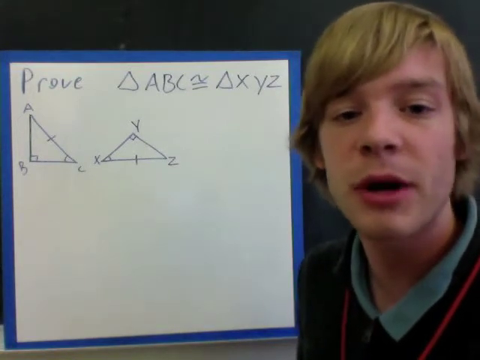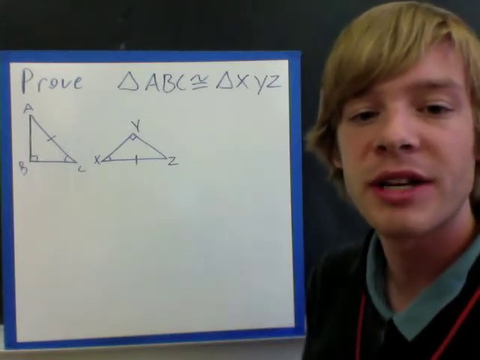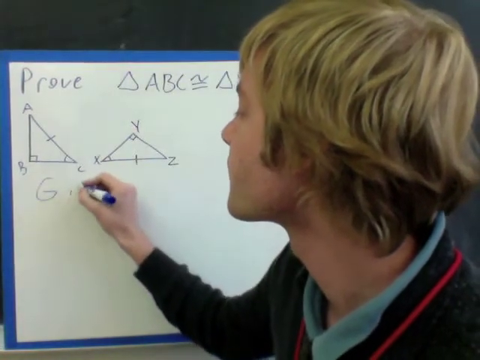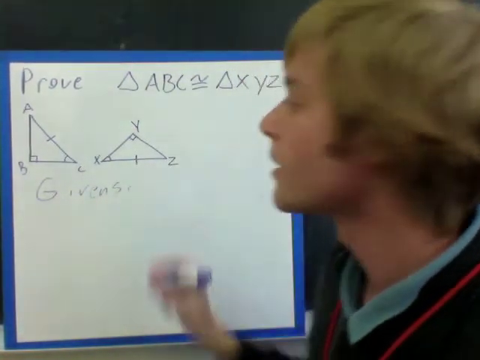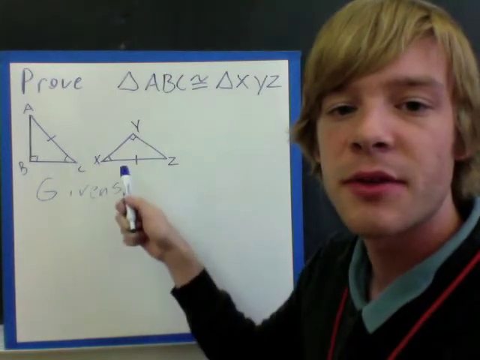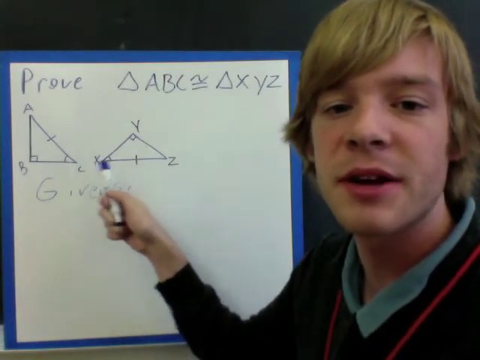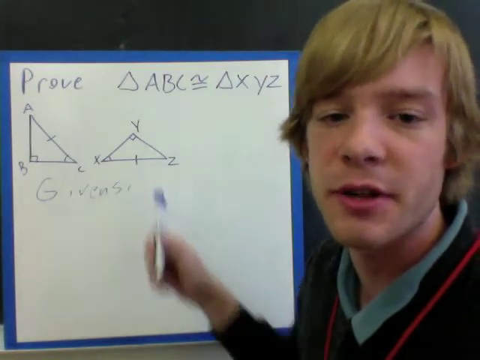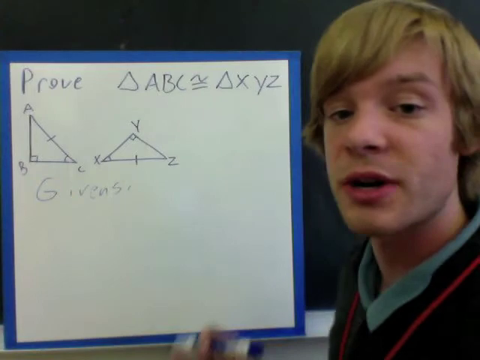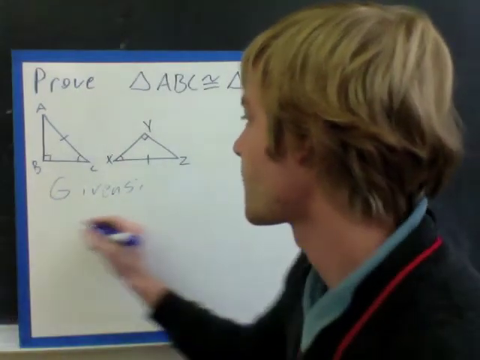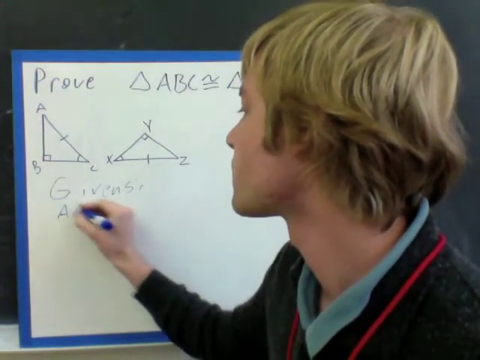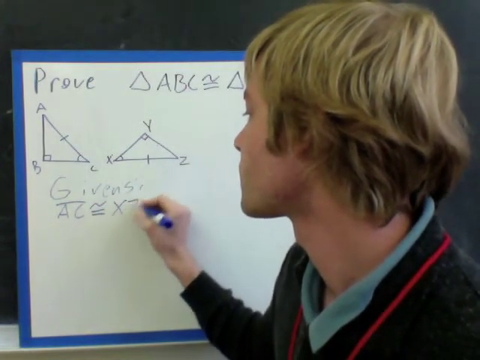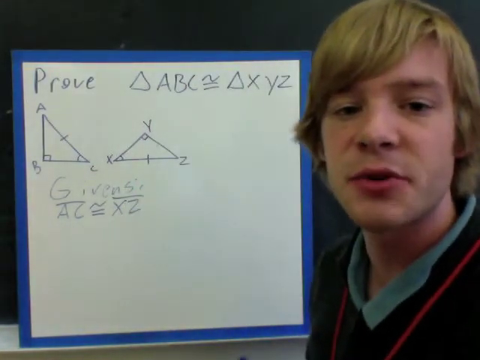So, as with all of our problems, we always start off by writing our givens, right? What we know. And you should notice immediately that this bottom side here, XZ, and this diagonal side right here, AC, both have a dash on them. So that means those two sides are congruent. So let's write it out. So AC is congruent to XZ.